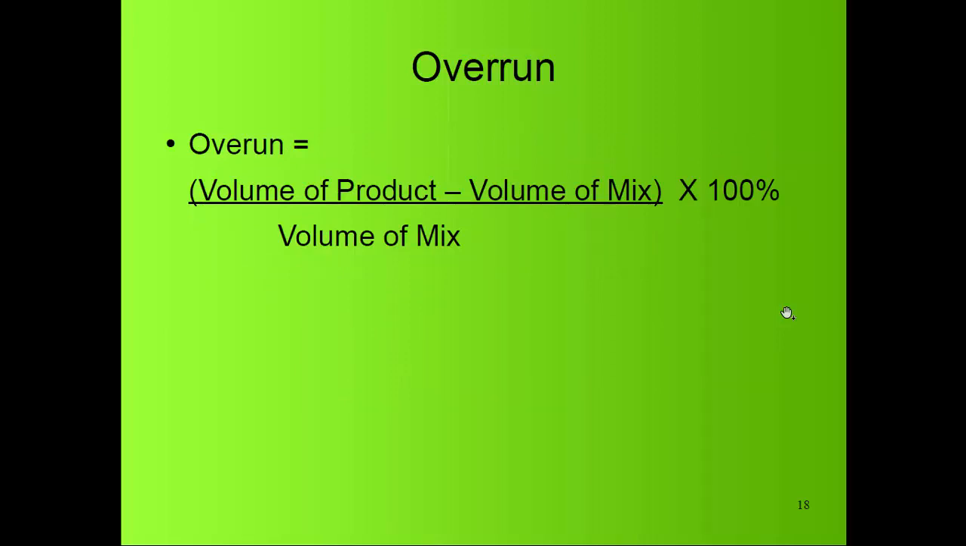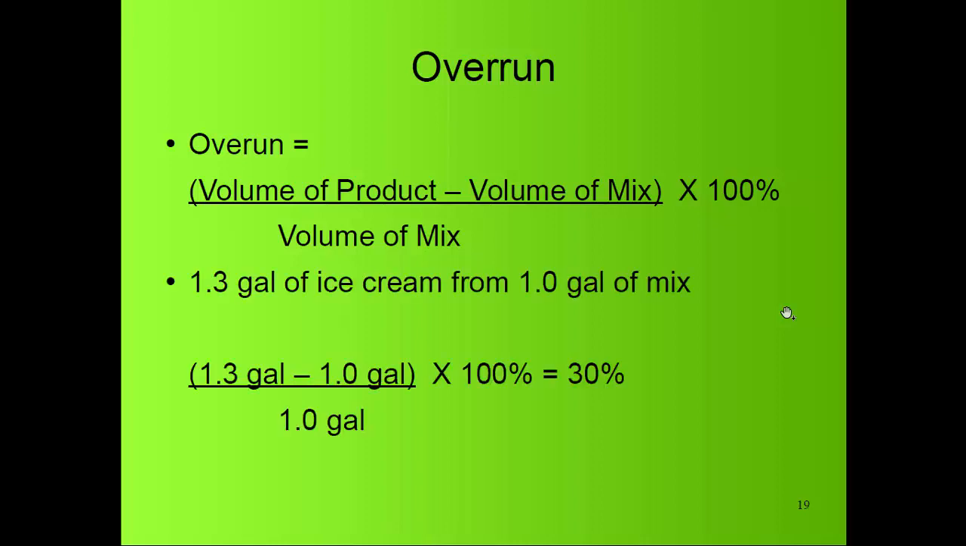So if we look at overrun, it's the volume of the product minus the volume of the mix, divided by the volume of the mix, times 100%. So for example, if we get 1.3 gallons of ice cream from 1 gallon of mix, that's 1.3 gallons minus 1 gallon, which is 0.3 gallons, divided by 1, times 100. It's 30% overrun.